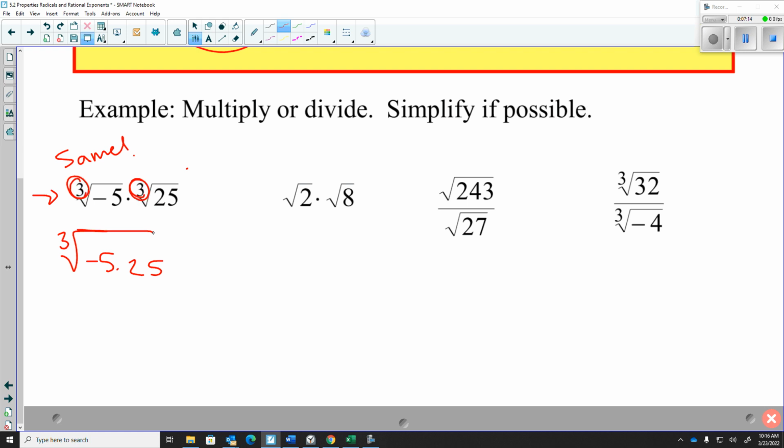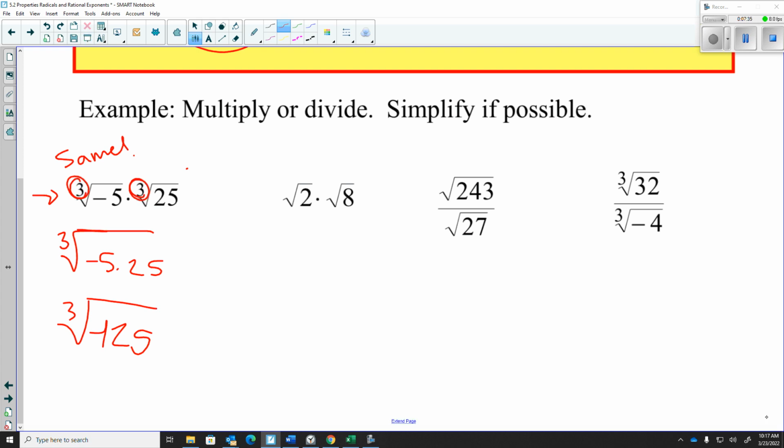All right, well, what is -5 times 25? Cube root of -125. Well, that's a little bit easier because 125 has a cube root, right? What's the cube root of 125? It's 5. And it's got to be -5 because it's -125. So this is just -5. Yay.